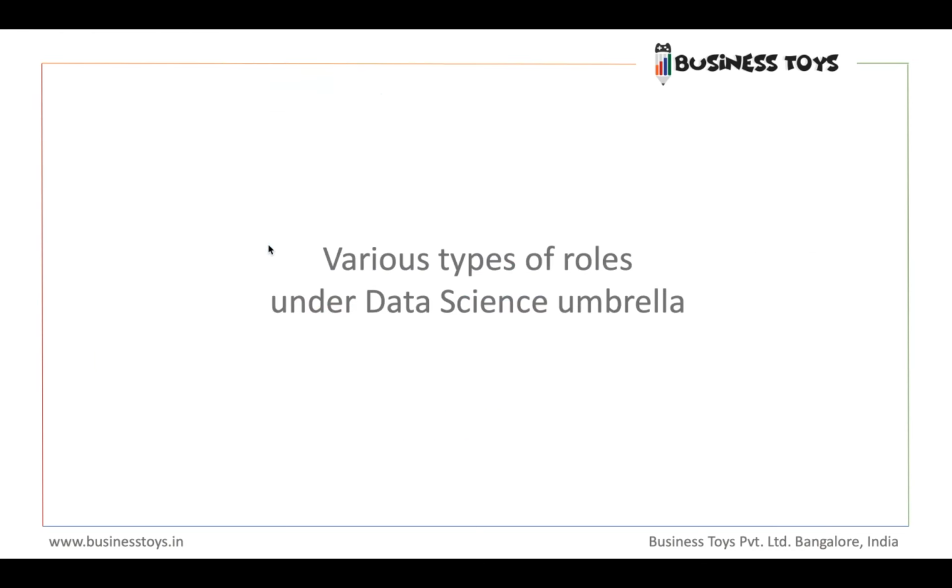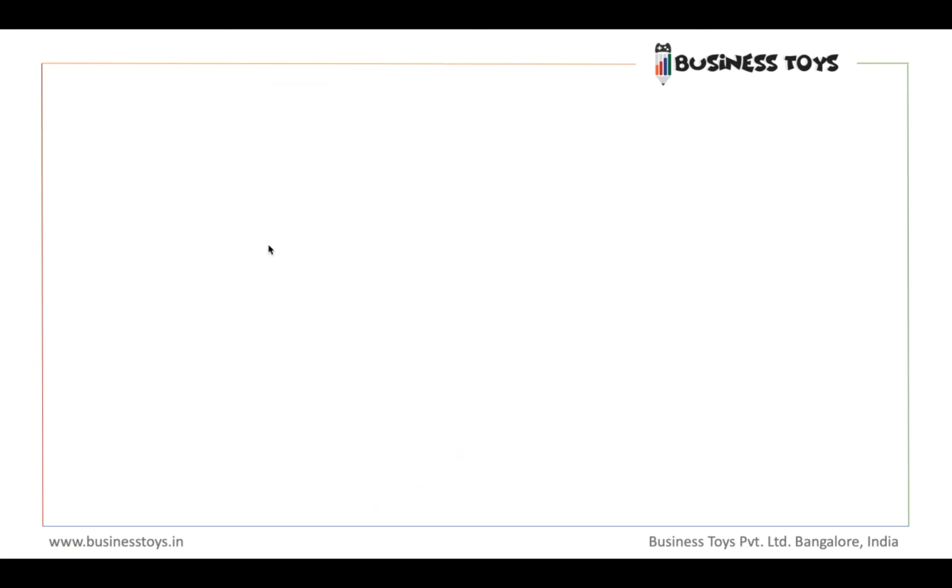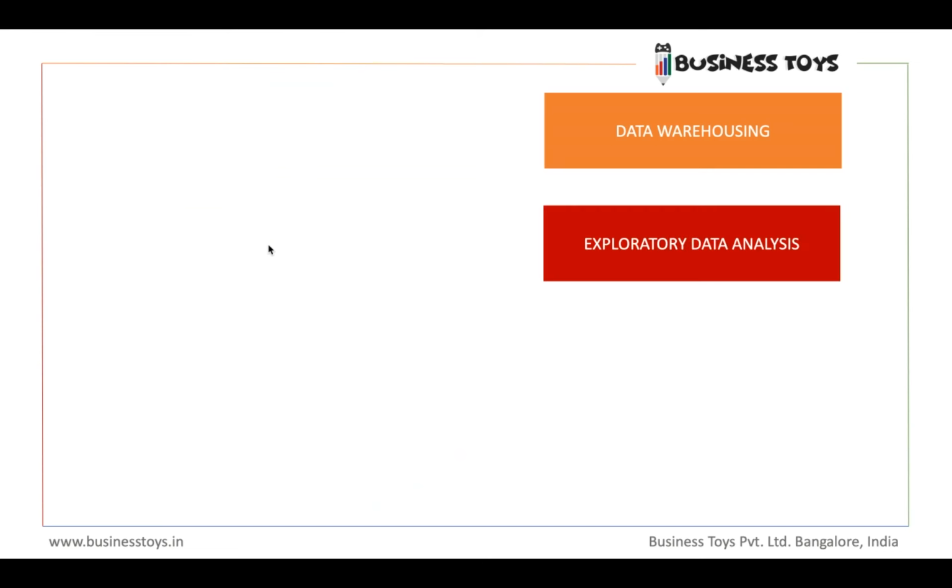Right, now comes the various roles which are there under this data science umbrella. What are the different levels of the roles? I will tell you these roles with respect to data science. The first and foremost is data warehousing. I'll be explaining the concept of data warehousing, but first let us have a list of all of them. The second one is something called exploratory data analysis. This is the second set of roles which exists.